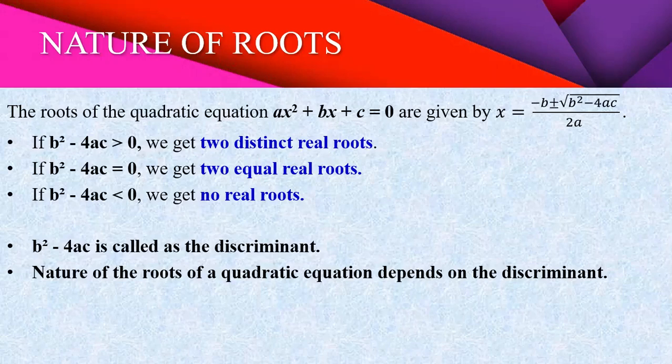So the nature of the roots of the quadratic equation depends on the discriminant. If the discriminant is greater than 0, then the quadratic equation will have two distinct real roots. If the discriminant is equal to 0, then the given quadratic equation will have two equal real roots. If the discriminant is less than 0, then the given equation does not have any real roots.